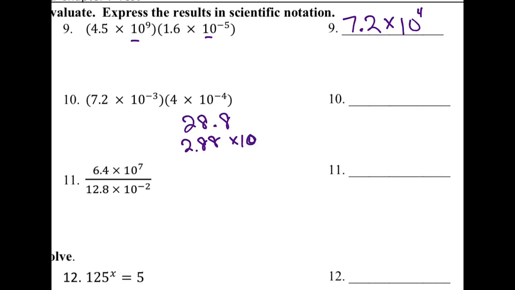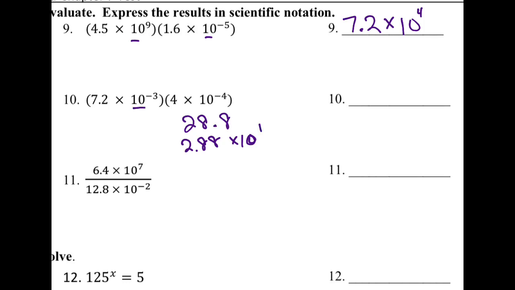Now this is compared to a decimal, this is a large number, right? So that would give us a positive exponent, and we move that decimal place one time, so it would give us a +1 for the 2.88 to be in scientific notation.